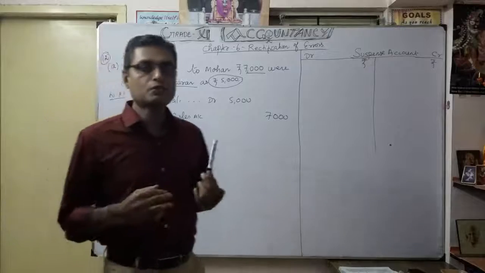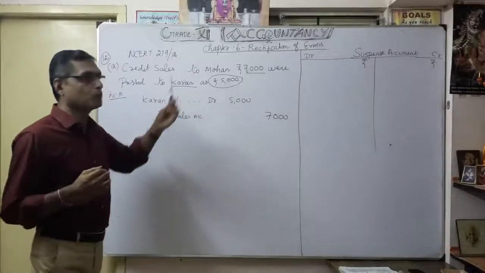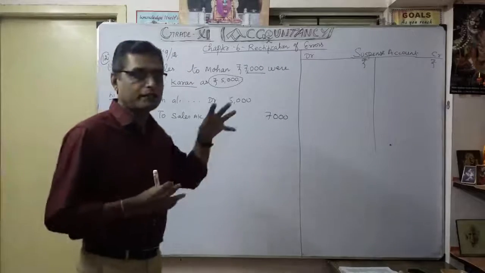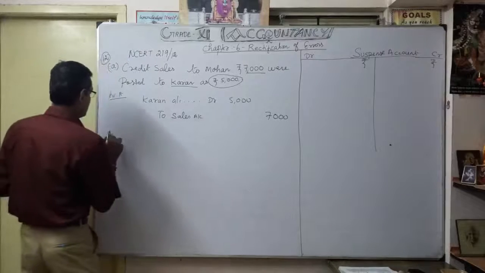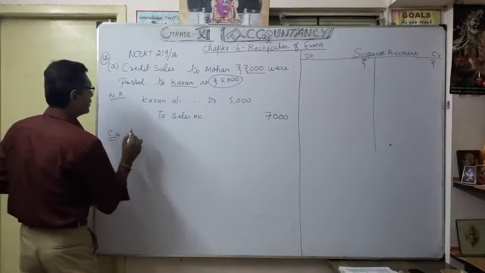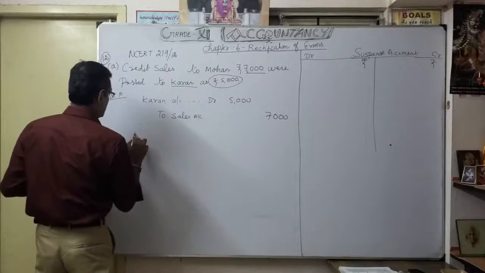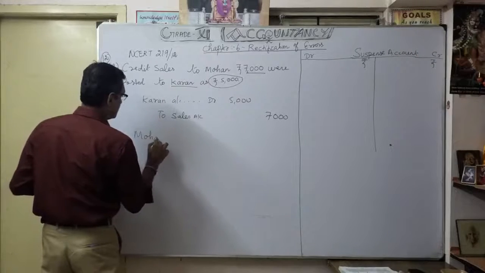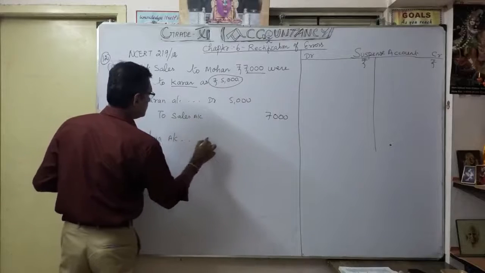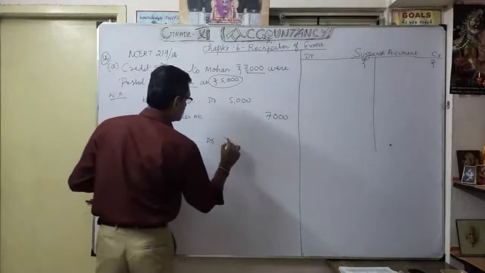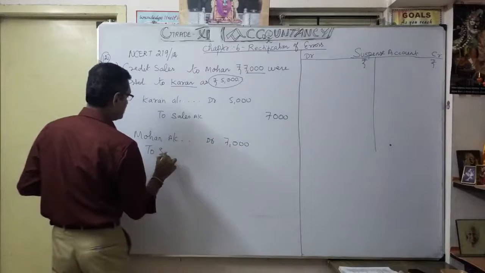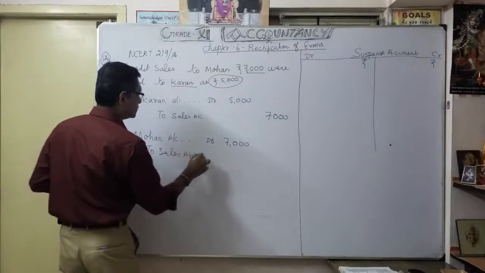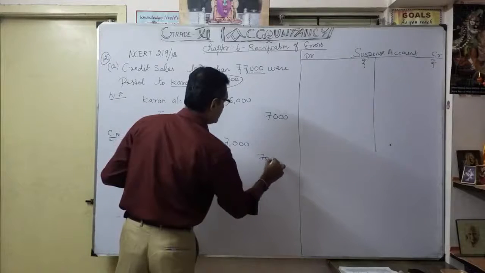Actually we made sales to only Morgan. We were supposed to debit Morgan account, but wrongly they debited Current account. So what is the correct entry? The correct entry is Morgan account debit 7,000 to Sales account 7,000. That's the correct entry.